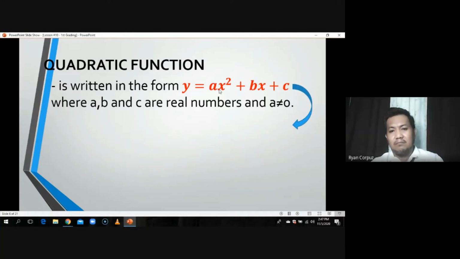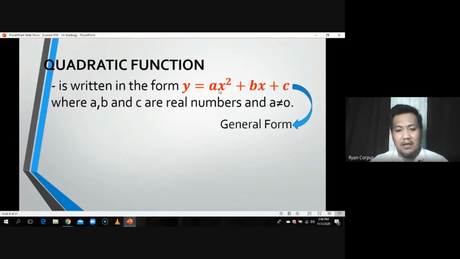Then that form of the equation, y is equal to ax squared plus bx plus c, we call the general form of the quadratic function. Again, we are calling that the general form of the quadratic function. So the three terms in the quadratic equation are then equated to y.